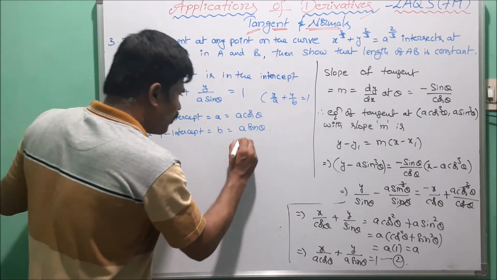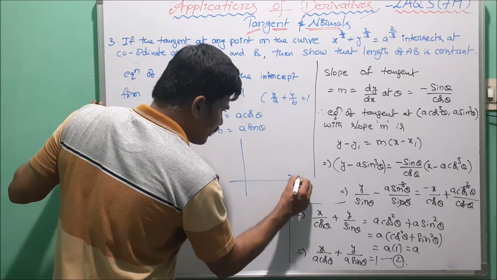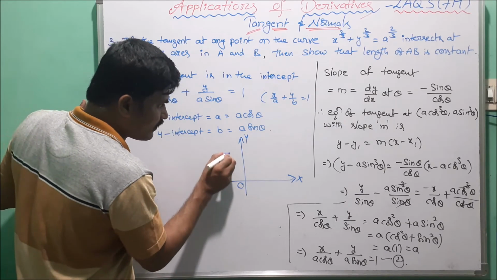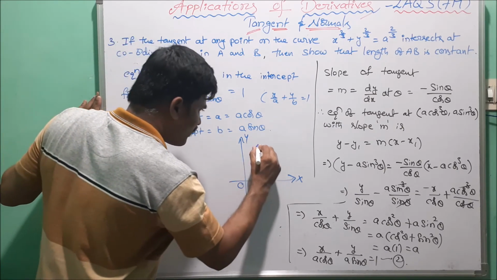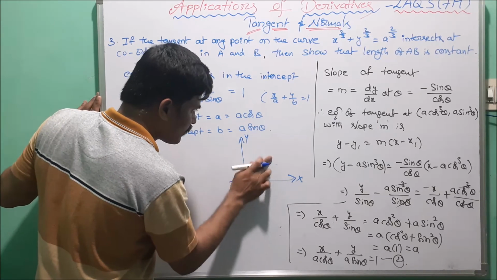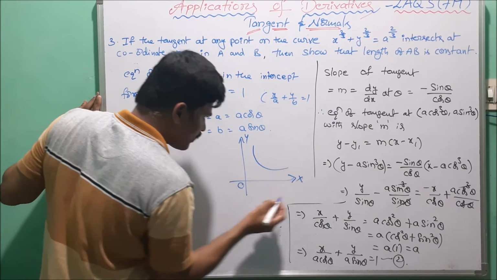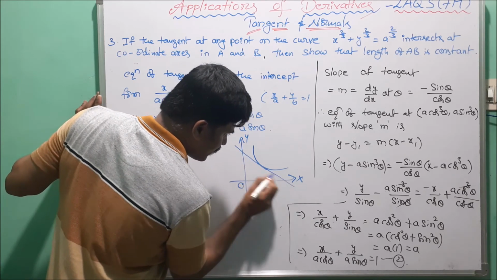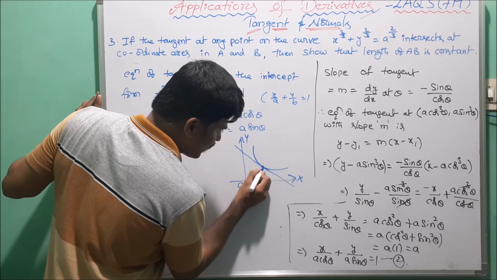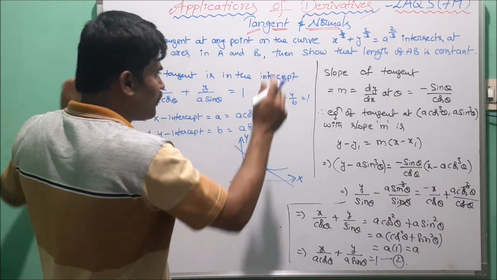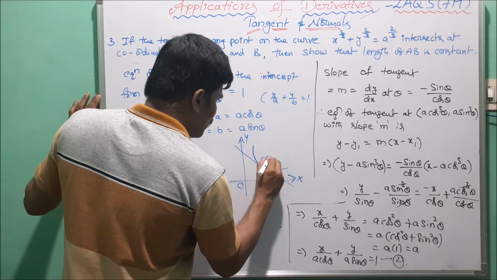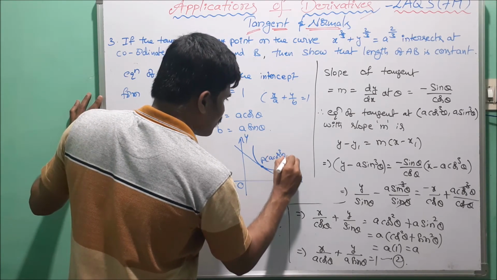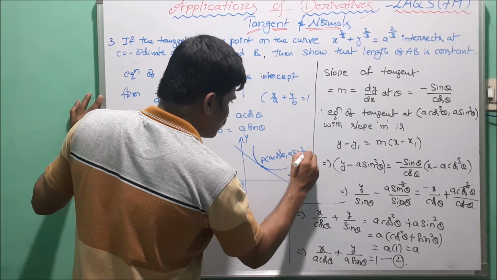Now we take the coordinate plane. So this is the x-axis, this is the y-axis, this is the origin. Now the curve is this one. Here we take the tangent line. So this is the tangent line. This is the point, the parameter point P: a cos cube theta, a sin cube theta.